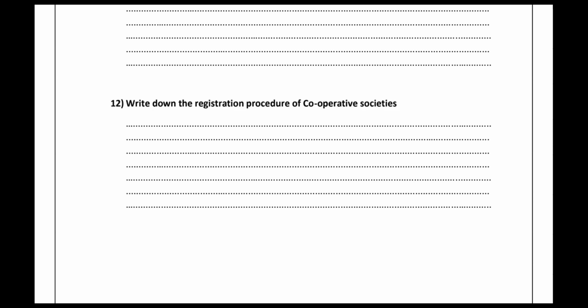Okay, so you should present 2 copies of the interim constitution. And the third thing is a feasibility report of the proposed economic activity. Feasibility report of the proposed economic activity.